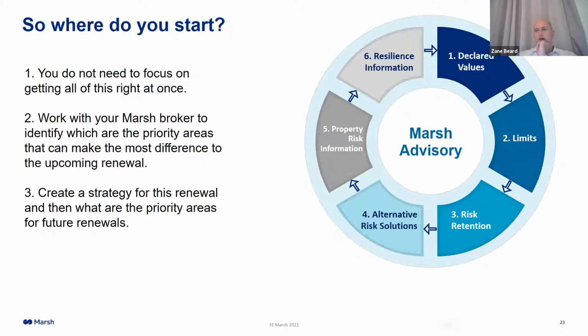Or you might look at, we really haven't been differentiating our risk. We've just been sending the same information each year. The underwriter's getting it, so they're not going to differentiate you from a pricing perspective because you're the same as what they're seeing elsewhere. So you might look at, okay, property risk information is the focus for this renewal.